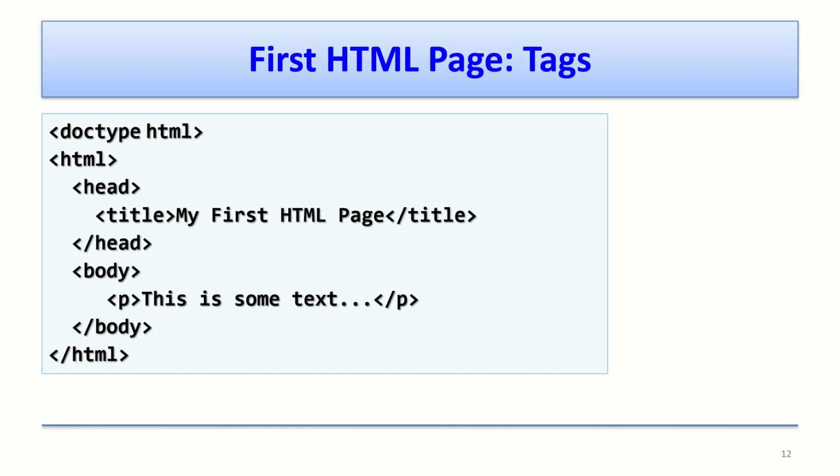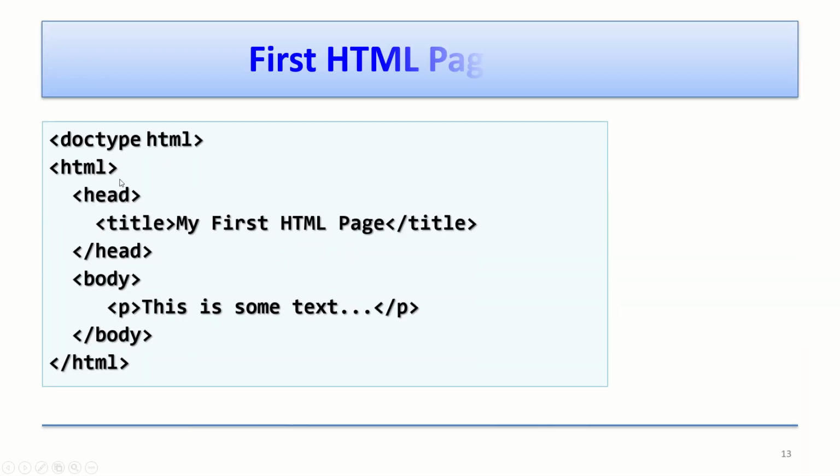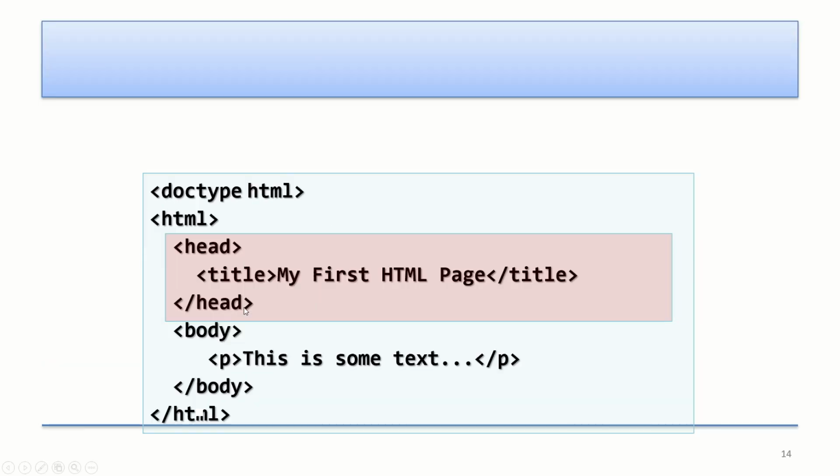And this is our first HTML page. This is called a doc type tag, which defines the document type and helps the browser display the web page properly. Then the next one is the HTML tag, which we call the root element of a web page. This is the opening HTML tag, and at the same indent we can insert the closing HTML tag. In between the opening and closing HTML tags, we can insert the header section and the body section.